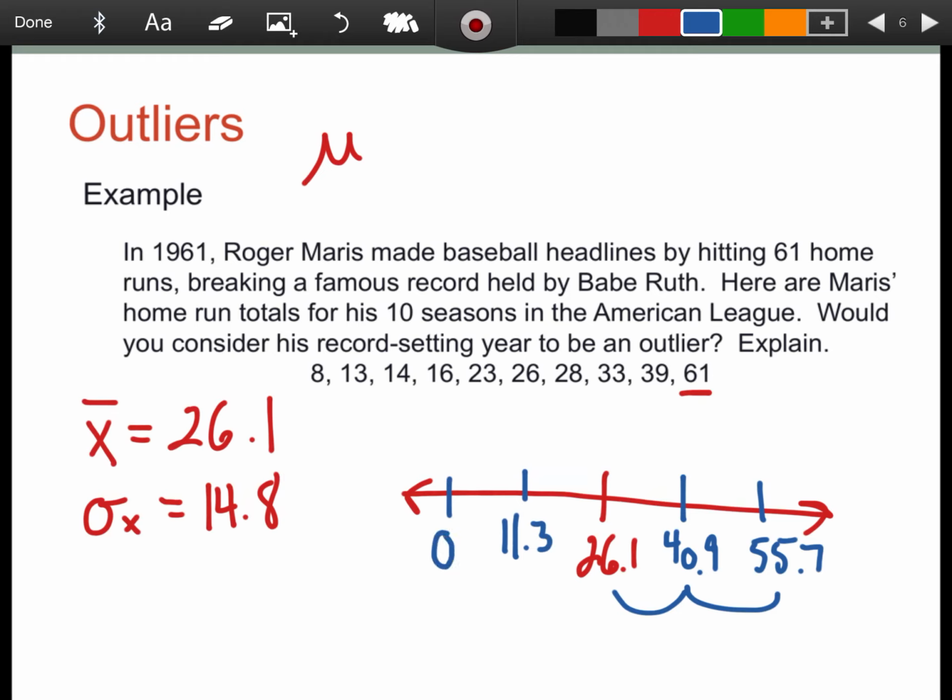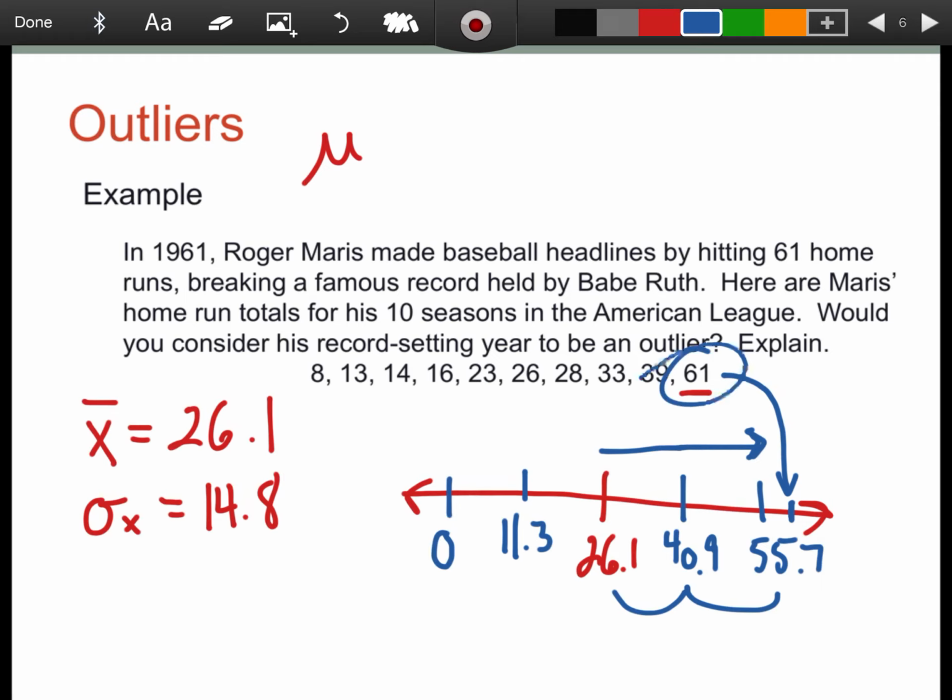But really, we're not concerned about below the mean. We're concerned about above the mean. So 61 would be right there. It would be above 55.7 on my number line. So since 61 is more than 2 standard deviations above the mean, so there's one, there's another. Since I'm more than that distance away from the mean, that means this 61 is an outlier. It's more than 2 standard deviations above the mean.